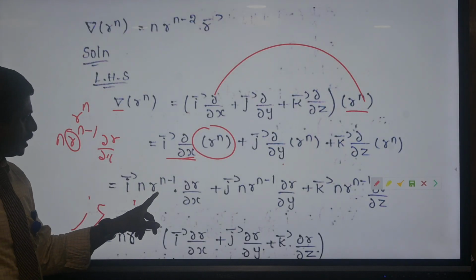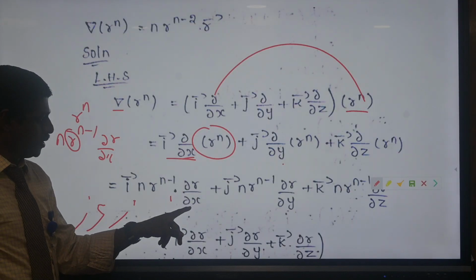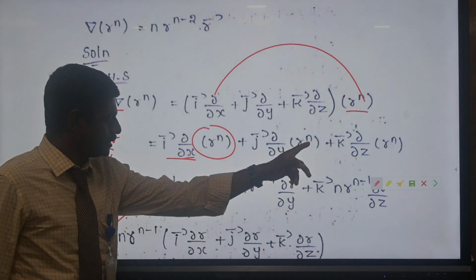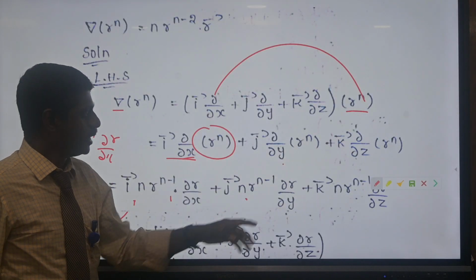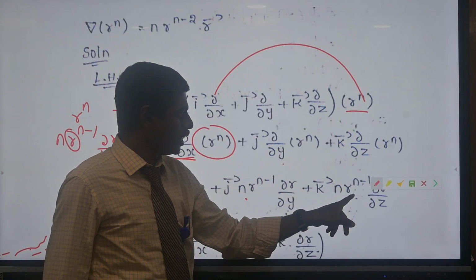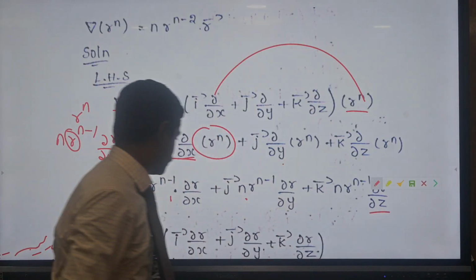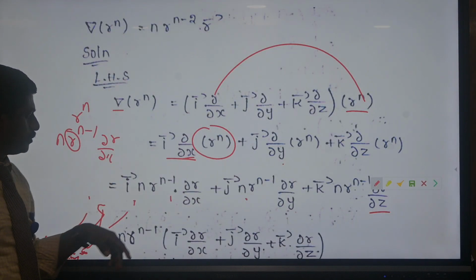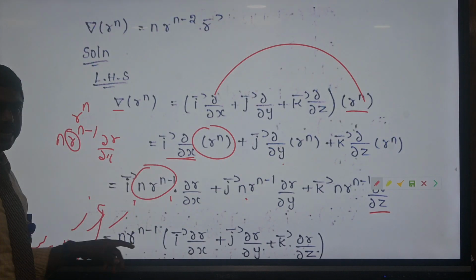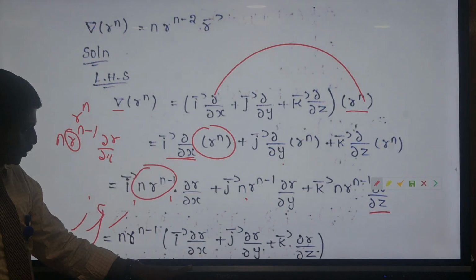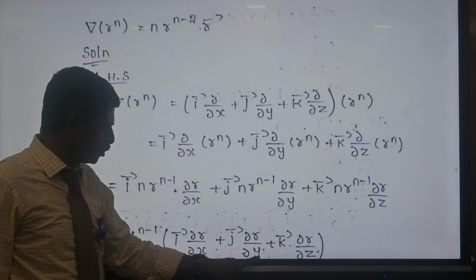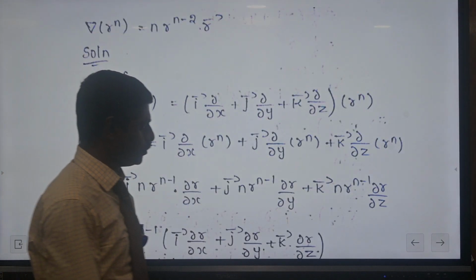So I substitute n r power n minus 1 dou r by dou x. Similarly for y, the same n r power n minus 1 dou r by dou y. And similarly for z, n r power n minus 1 dou r by dou z. Now in all the terms n r power n minus 1 is common, so take it out. What is the remaining term? I vector dou r by dou x plus j vector dou r by dou y plus k vector dou r by dou z.